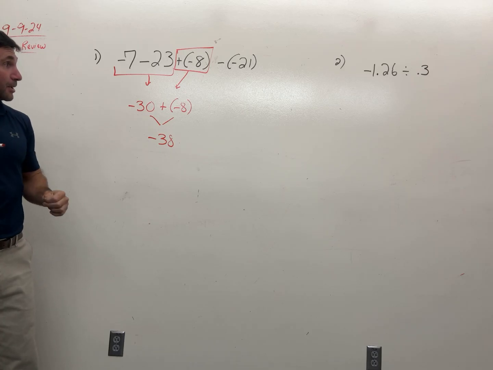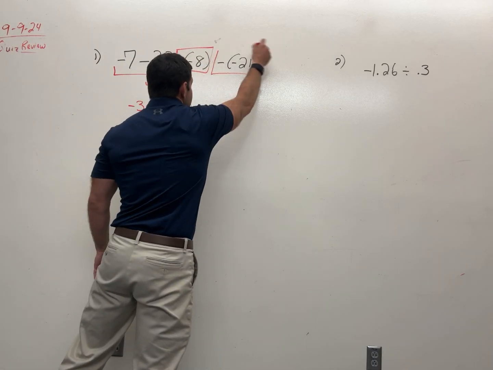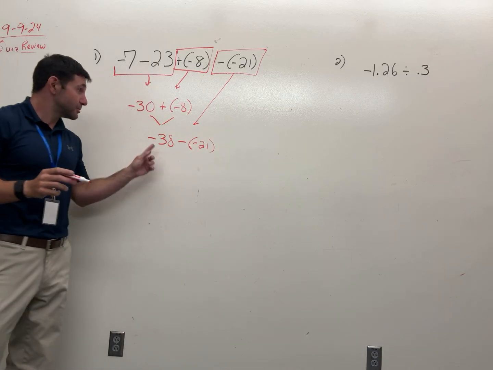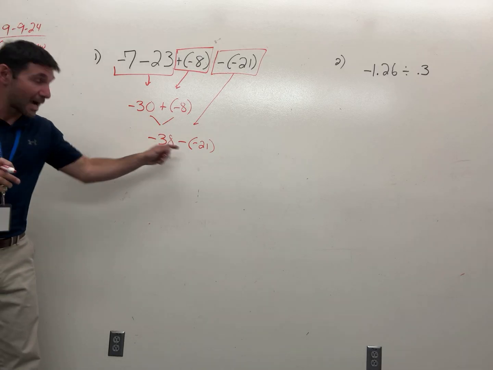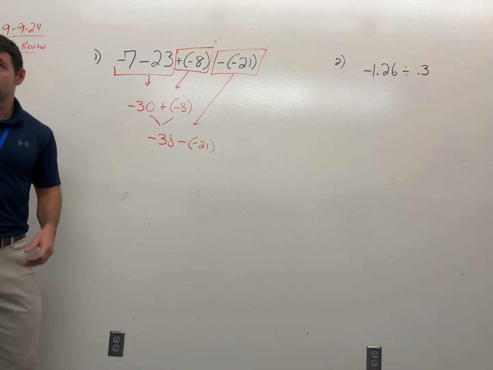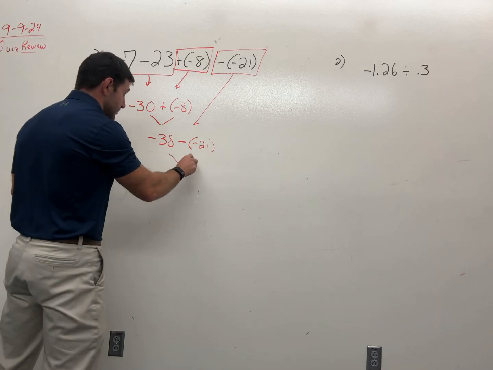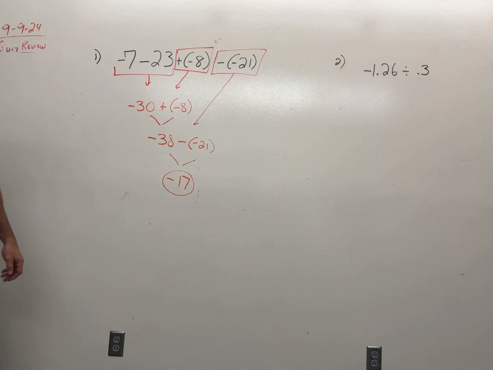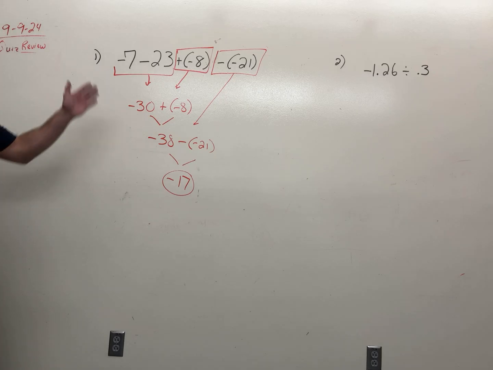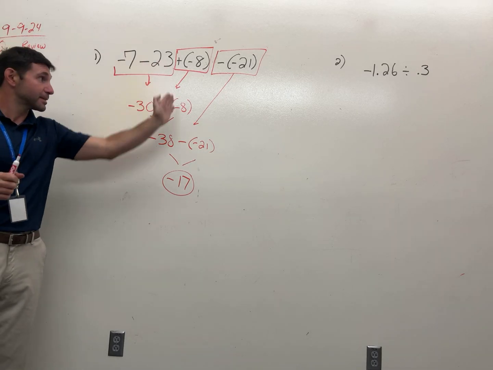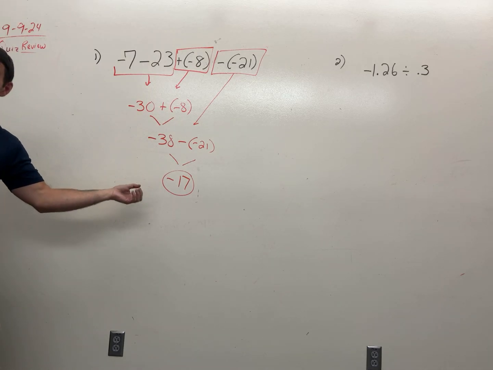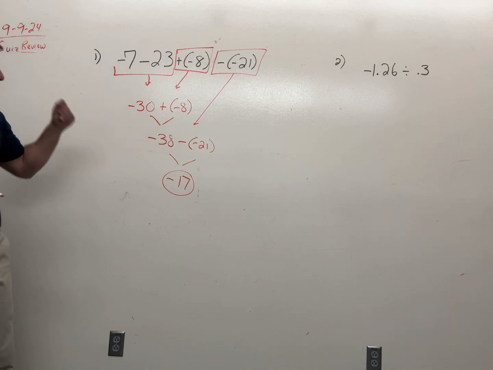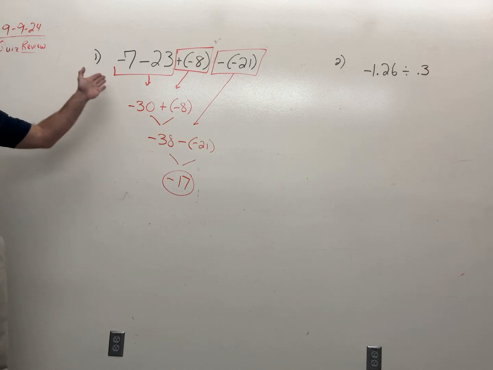Okay? So now I have this minus a -21. So in your calculator, do -38 minus a -21. -17. Okay? If you do this all step by step, I can see what you're doing. So if you miss it, I can give you partial credit. What questions do we have on number 1? It's an adding and subtracting problem.